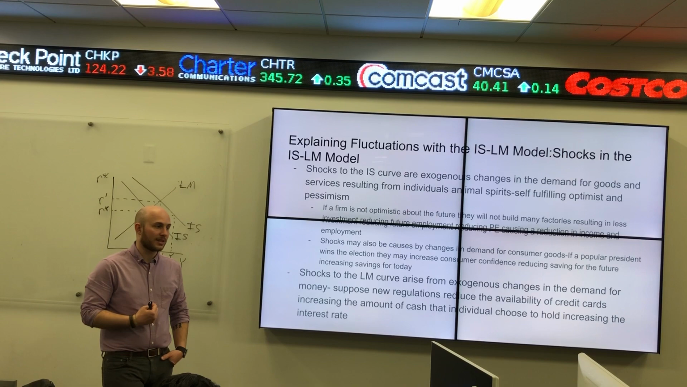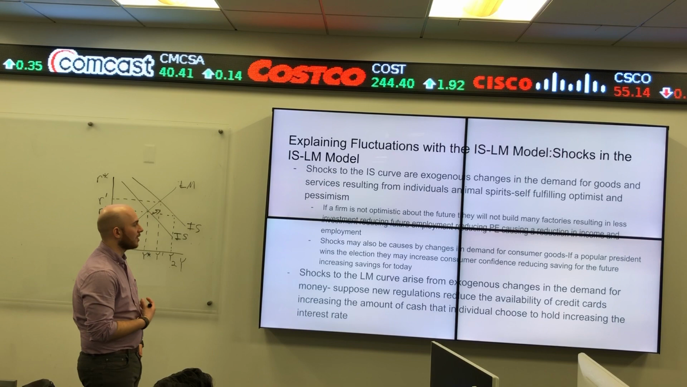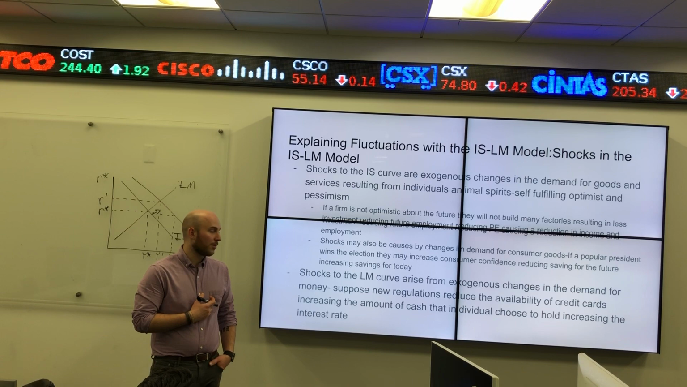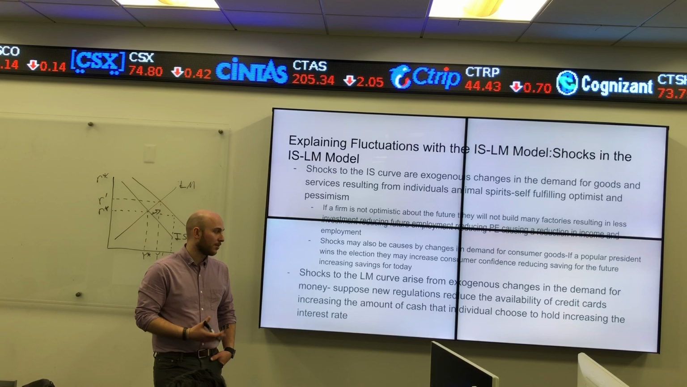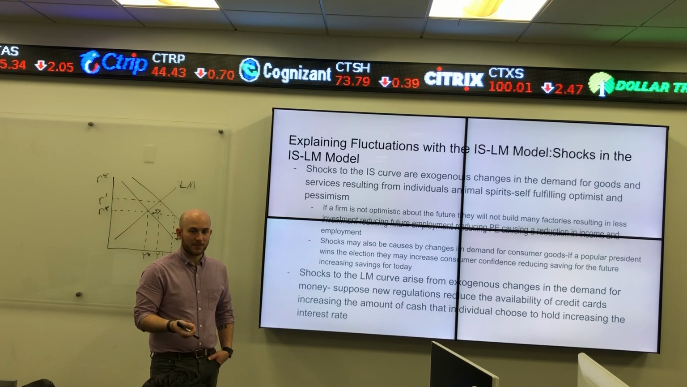And then we have shocks to the IS-LM curve. They arise from exogenous changes in the demand for money. So suppose a new regulation reduces the availability of credit cards. All right. This will increase the amount of cash that people choose to hold, and it'll increase the interest rate. Because now we need cash to buy things. We can't just put everything on credit. Does that kind of make sense?